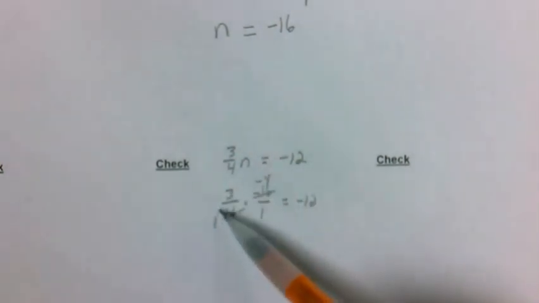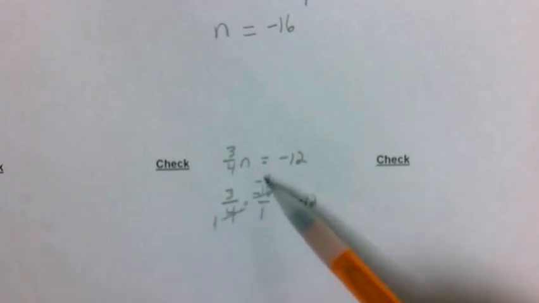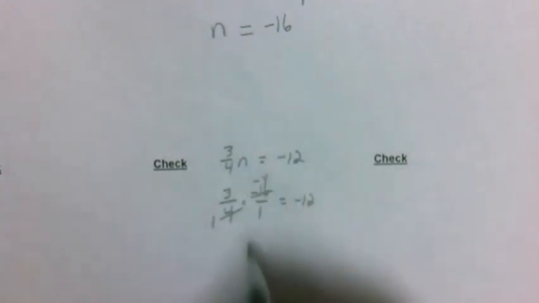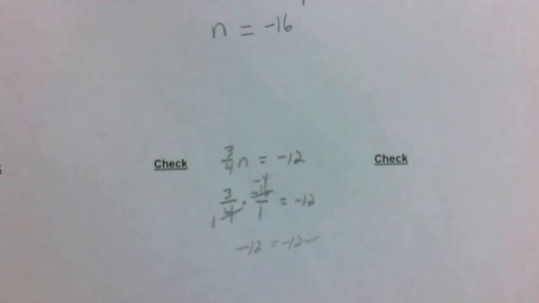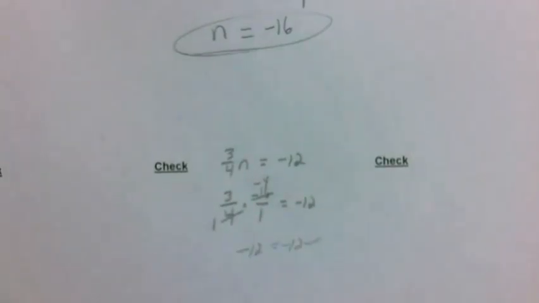And now it's 3 over 1, which is 3, times negative 4 over 1, which is negative 4. 3 times negative 4 is negative 12. Negative 12 equals negative 12. The check works out and n really does equal negative 16.